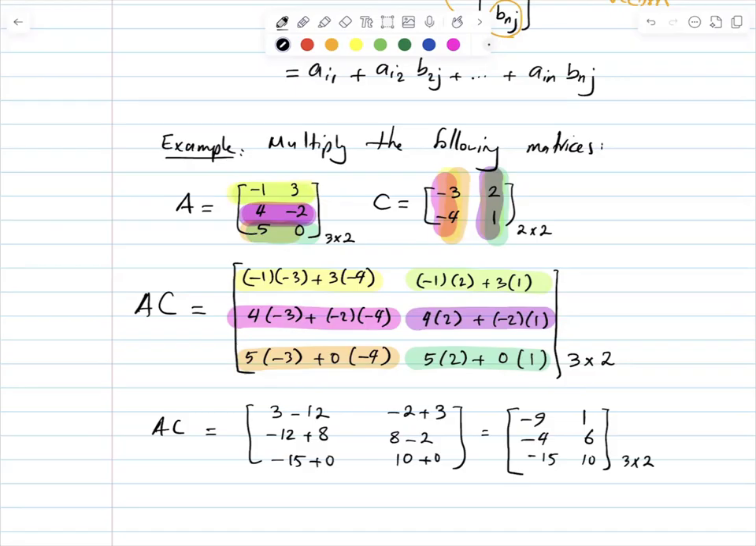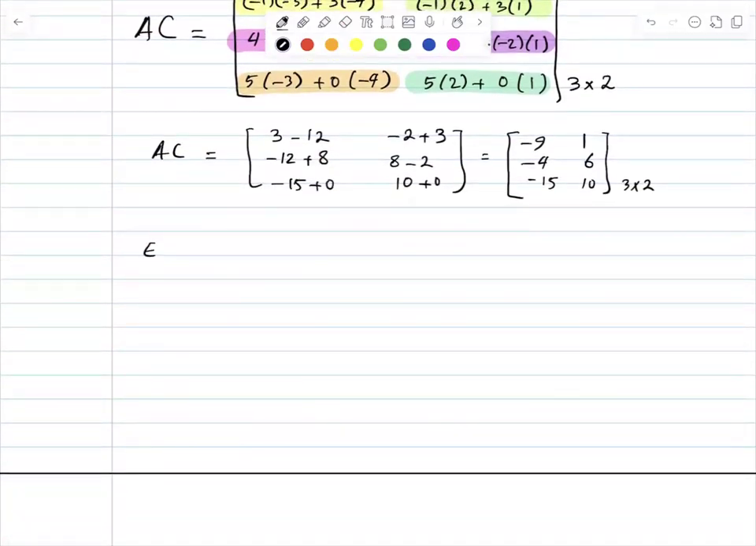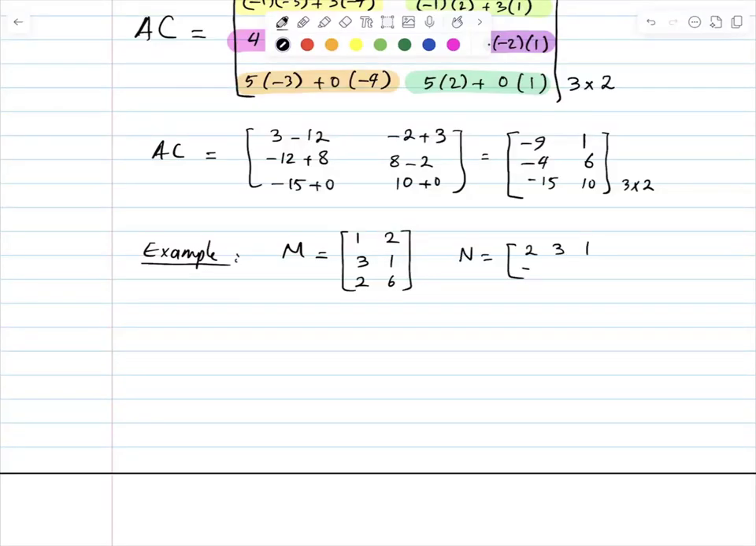Let's go over another example for you. Example. Let matrix M be defined as 1, 2, 3, 1, 2, and 6. Matrix N is defined as 2, 3, 1, 7, 6, and 2.